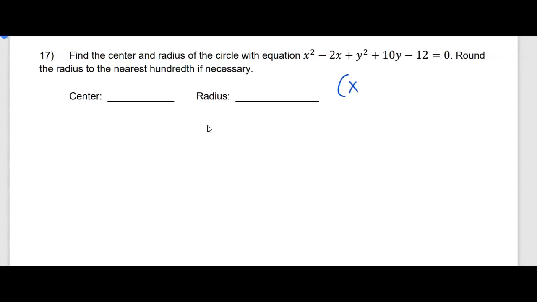Standard form for a circle is (x minus h) squared plus (y minus k) squared equals r squared. So we need a completed square form of x and y. We have x squared and x terms, so we need to complete those squares. Let's put them next to each other with a little space. We have y squared and y terms.